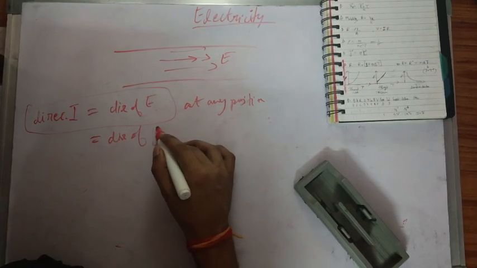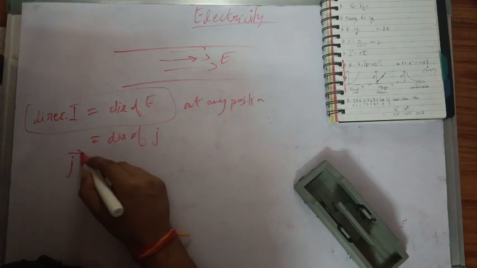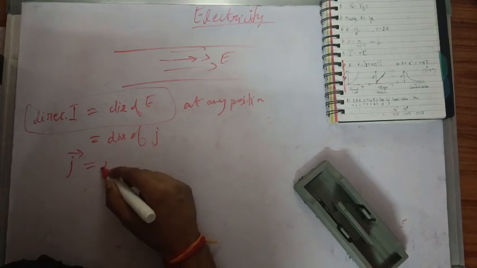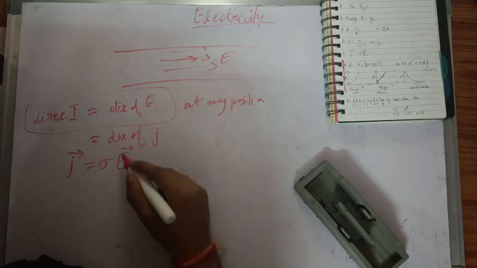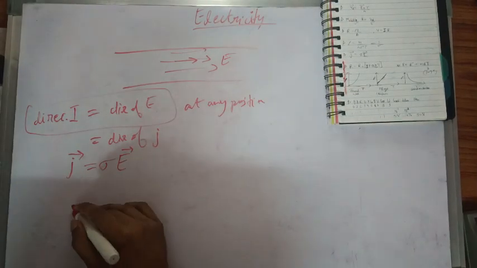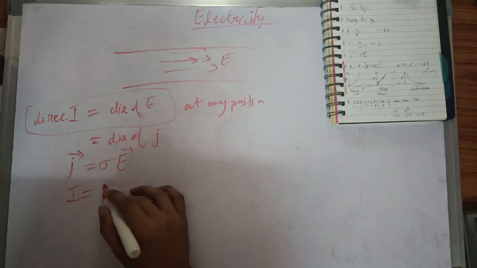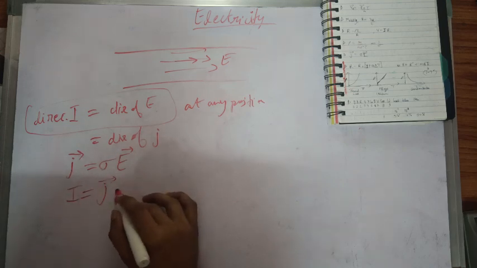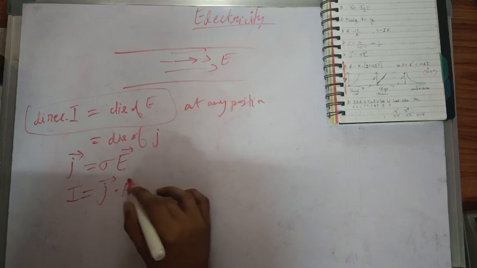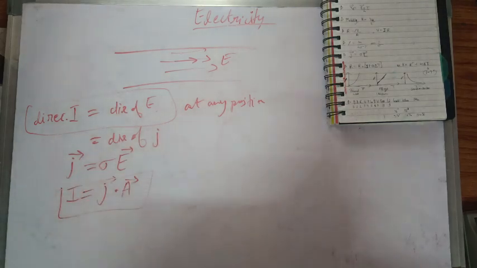This is also the direction of current density. So we have the formula of current density vector, which is equal to sigma n2e, and there is a formula for current passing through any area, which is J dot A vector. This is the most correct formula.